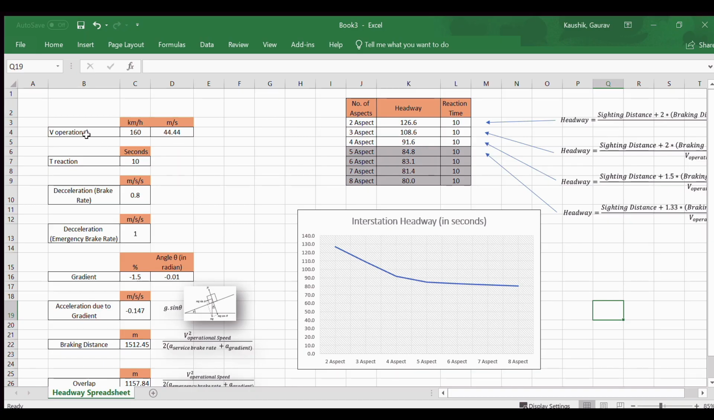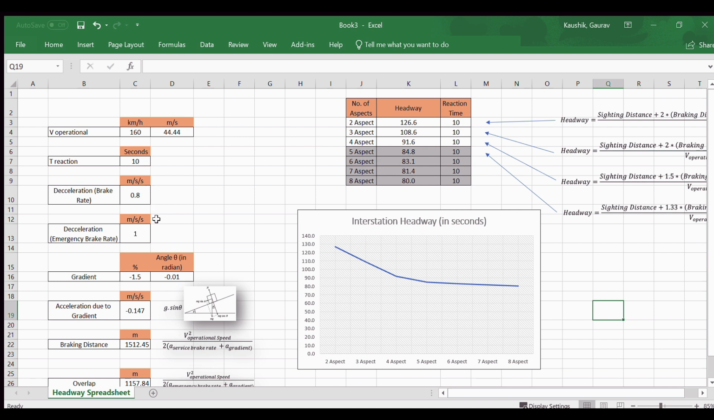So you'll see that the operational speed here, what I've picked is 160 kilometers per hour, and then the reaction time for driver, I have selected that as 10 seconds. Then the deceleration rate, I picked that as 0.8, and then emergency brake rate, I picked that as 1. The units are meter per second square.